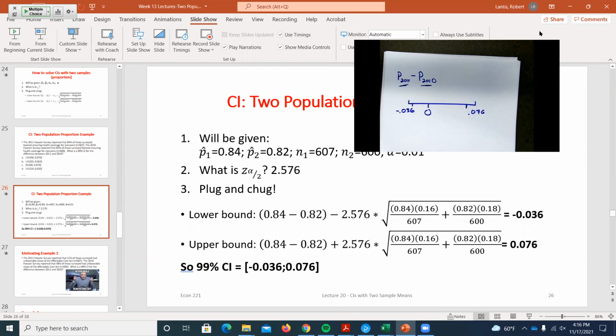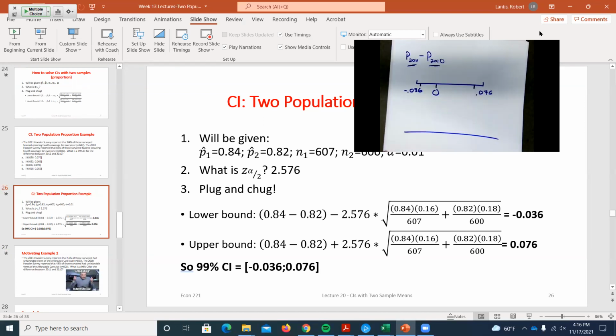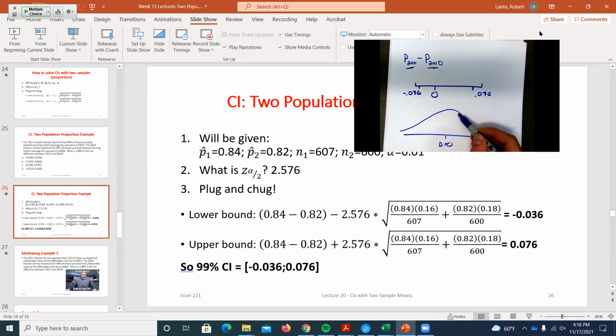Based off the sample evidence I found, I did see a positive difference, right? I think it was like 0.02, 0.84 minus 0.82. But it would have been very likely, right, even if that true difference was 0, that the difference I see in my sample proportions was something like 0.02. And so when I created this range of values, sure enough, this range is pretty big. It includes differences that are positive, negative, and even that true difference could be 0. So I can't really say much here at the 99% level.